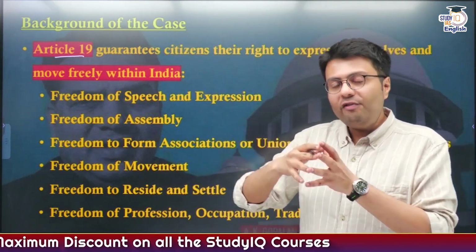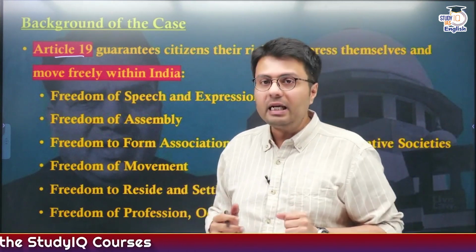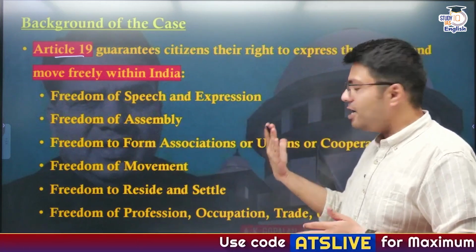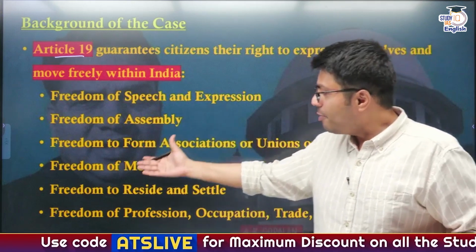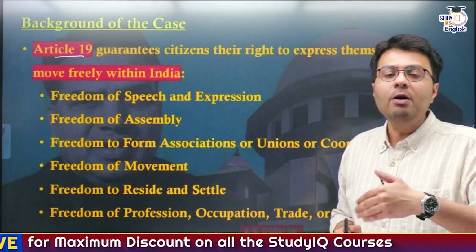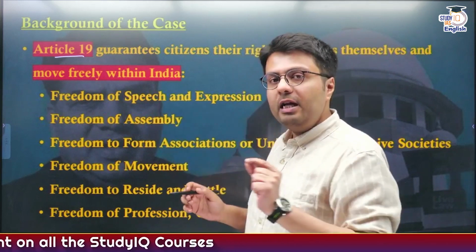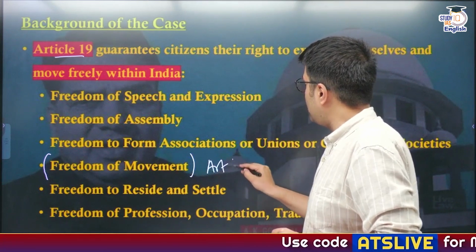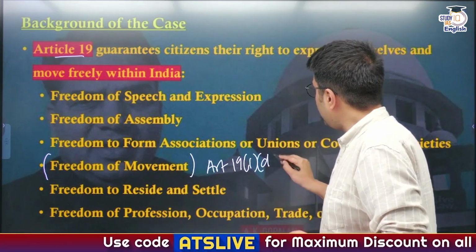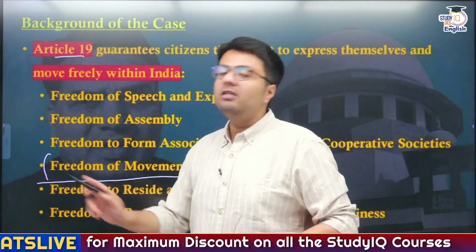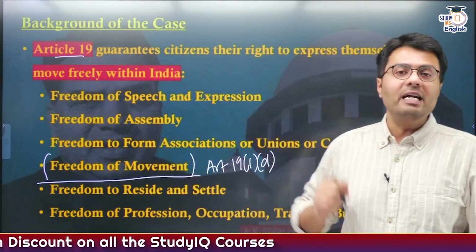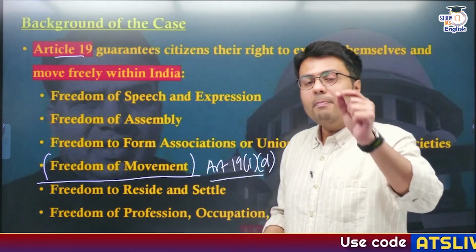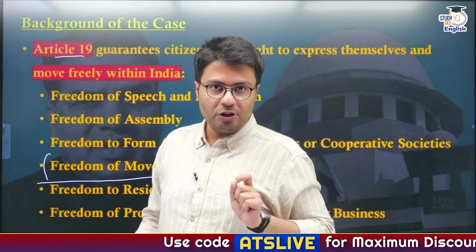Now there are many different types of rights available under the ambit of Article 19, which include freedom of speech and expression, freedom to form assemblies, freedom to form associations, unions or cooperative societies, freedom of movement, freedom to reside and settle, and freedom to undertake any profession. The most important freedom from the perspective of today's discussion is the freedom provided under Article 19(1)(d) of the Indian Constitution, that provides citizens of India the freedom to move within the Indian territory. And according to Mr. A.K. Gopalan, this very provision made his preventive detention illegal and unconstitutional.